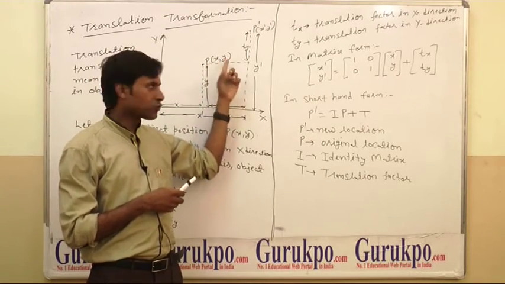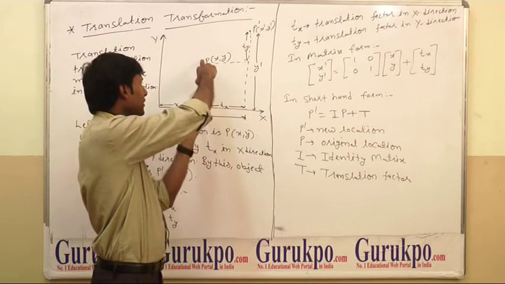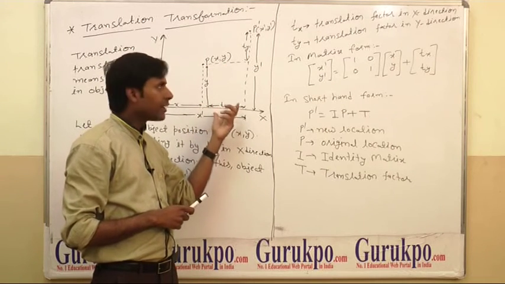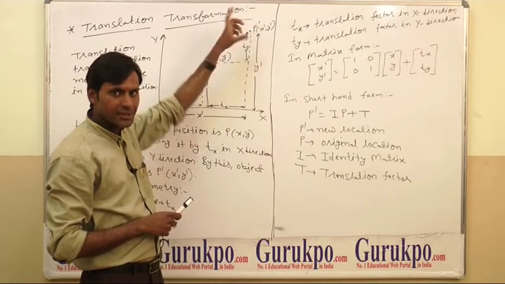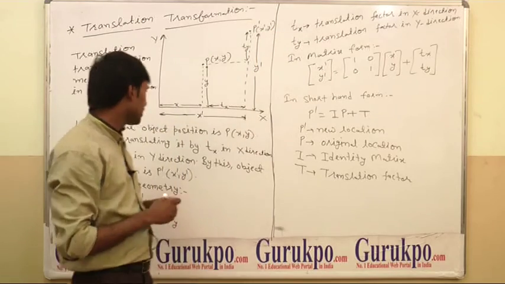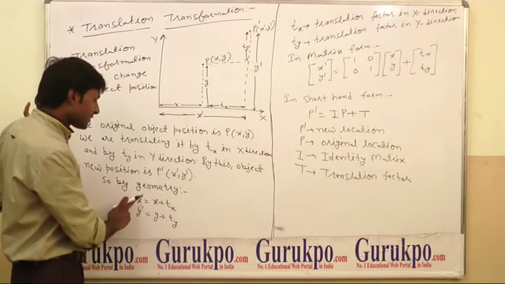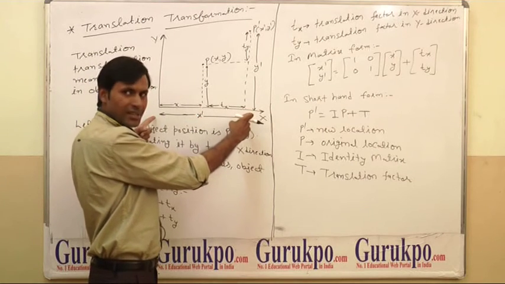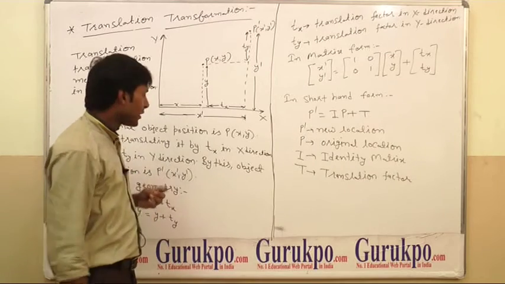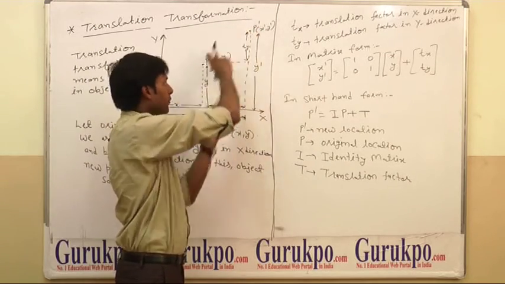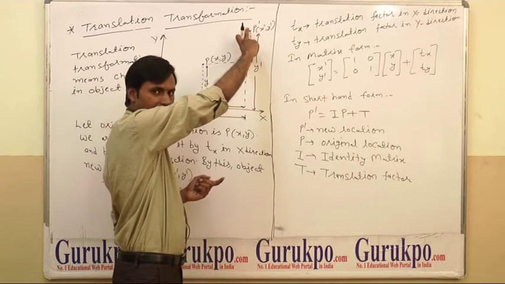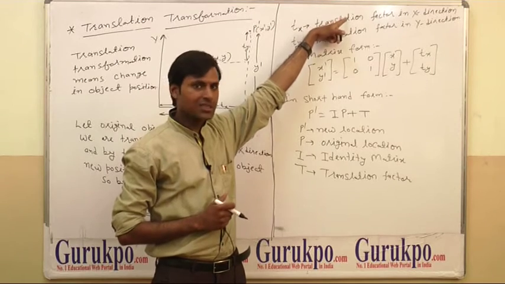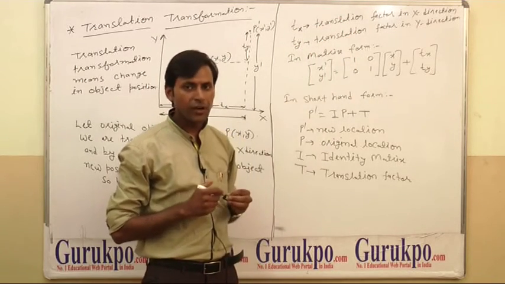Original object position is P, (x, y). That means this distance is x and this one is y. Suppose we are changing this location in the x direction by a tx factor and in the y direction by a ty factor. By this, the new location will be x dash and y dash. So by using geometry, we get x dash is equal to x plus tx, because this is x and this is tx. So the new distance x dash is equal to x plus tx and y dash is equal to y plus ty. y is the original location and ty is the change in the y direction. So the new location is y dash equals y plus ty. Here tx is the translation factor in the x direction and ty is the translation factor in the y direction.